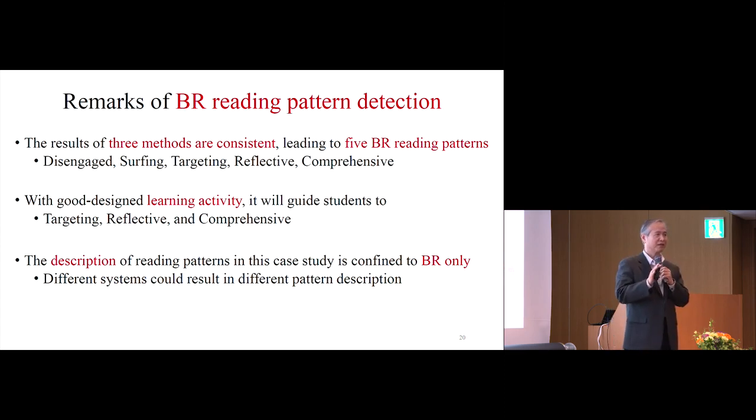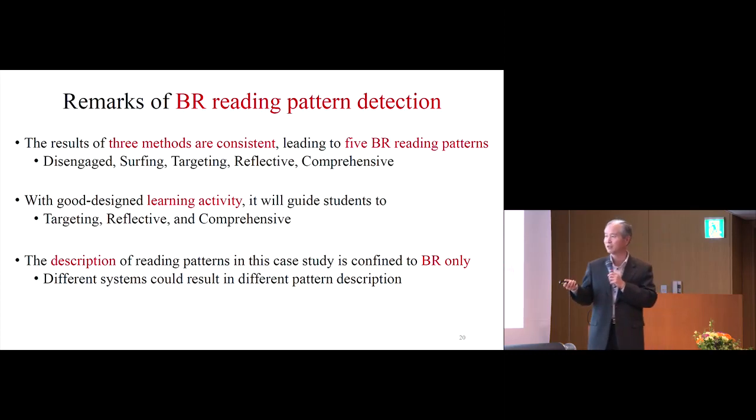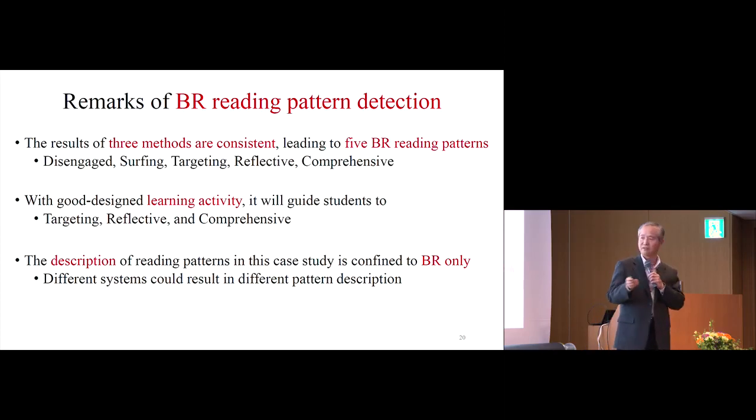Basically, we use 3 different kinds of methods, and these methods are consistent, leading to 5 BookRoll reading patterns, which are disengaged, surfing, targeting, reflective, and comprehensive. And further on, we should focus on well-designed learning activities, which can lead students to targeting, reflective, and comprehensive. And in general, in this part, their grades will pass. But there is a limitation, which is that the description of the reading patterns in this case study is purely based on BookRoll only. So for different systems and different courses, we need to redefine the patterns.